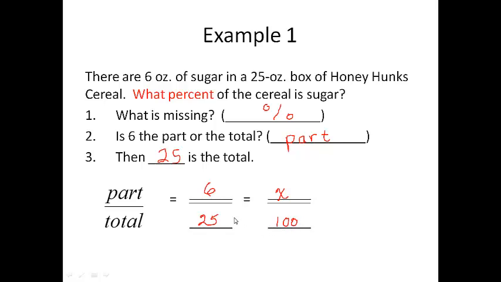And then we would solve it like we do when we find a common denominator. 25 times 4 is 100. So 6 times 4 is 24. That would mean that X equals 24.